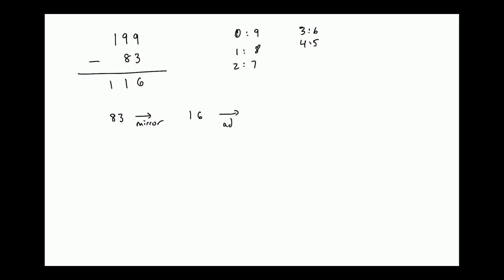Add 1 to that, so I get 17. So I took each digit and I replaced it with its pair, its mirror, and then I added 1 to it, just because.